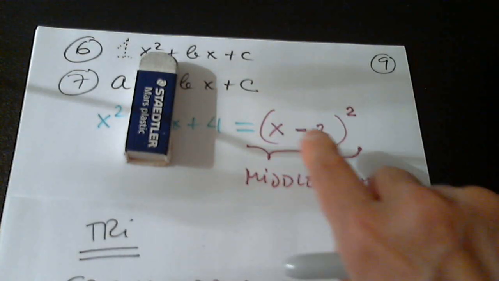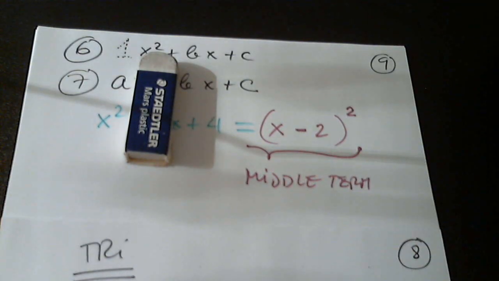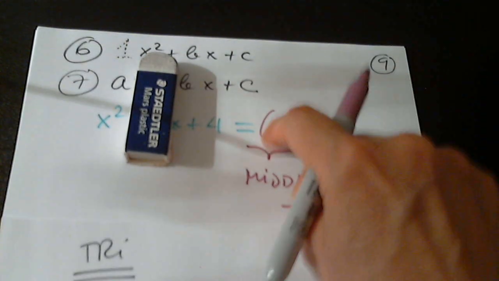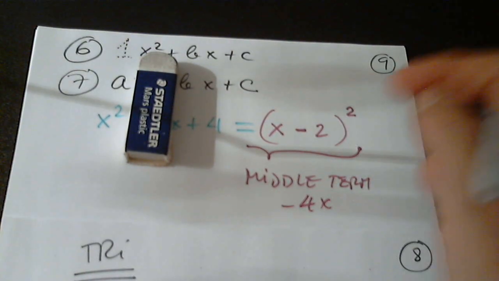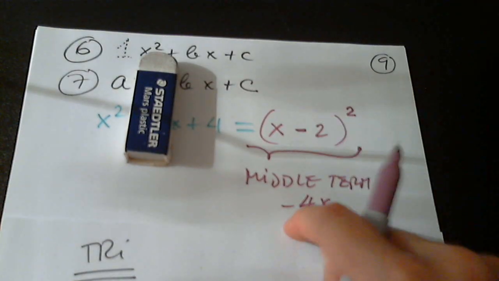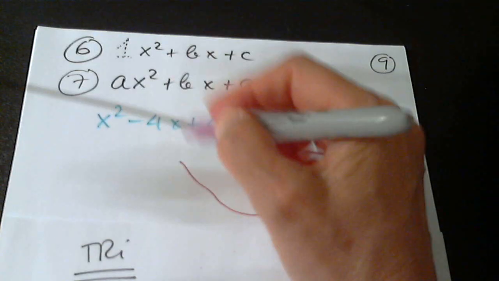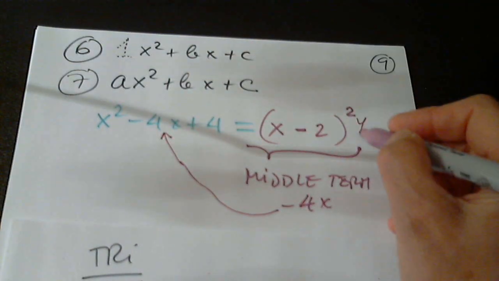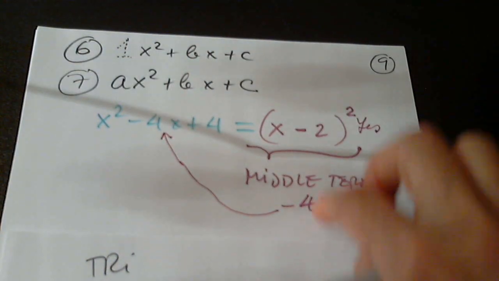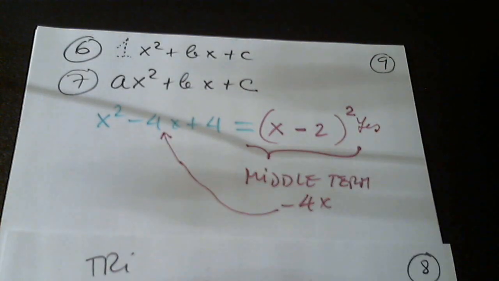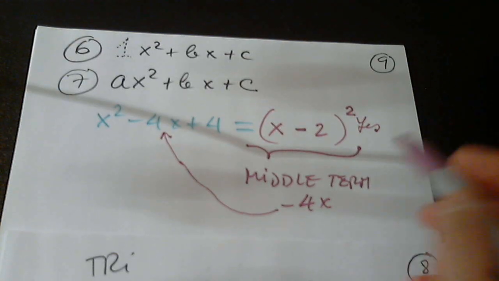So negative 4. Negative 4, what? Negative 4x. That's it. So 2 times x is 2x, multiplied by 2, it has to be negative 4x. If this middle term equals this middle term, I'll say yes. If this middle term does not equal this, then I will say absolutely not. Done.